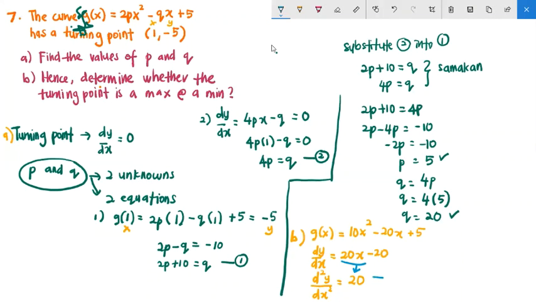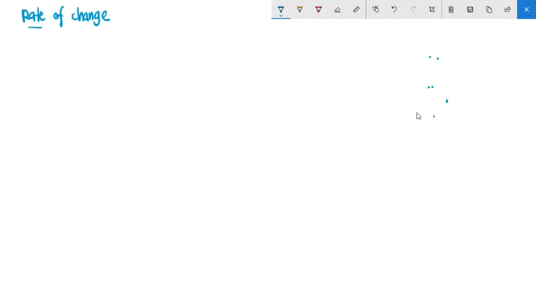So ini is minimum. Okay, because greater than 0, larger than 0. Okay. Clear untuk setakat ini. Okay, kita nak tengok soalan yang berkaitan yang lain.